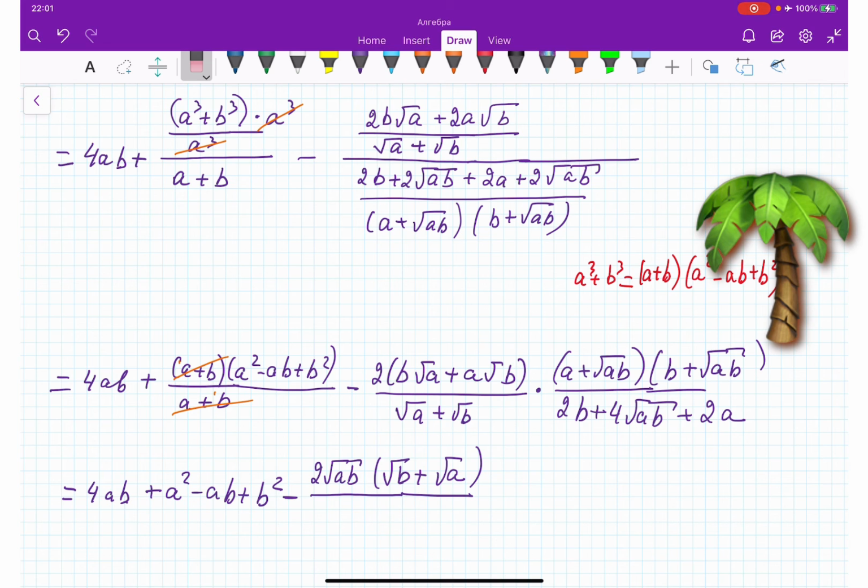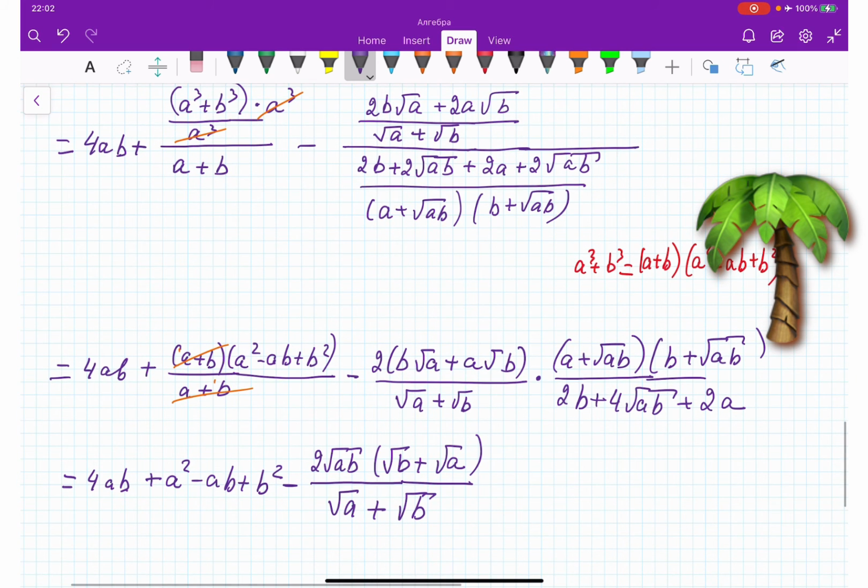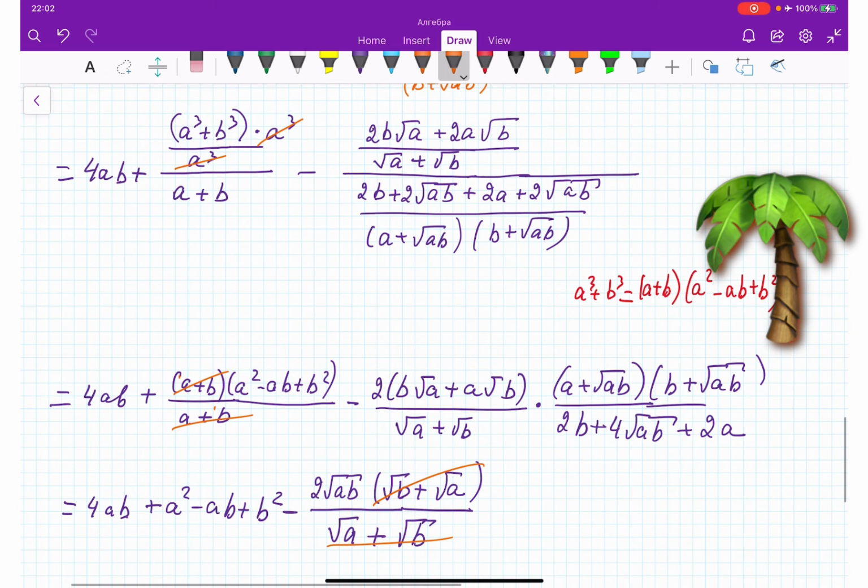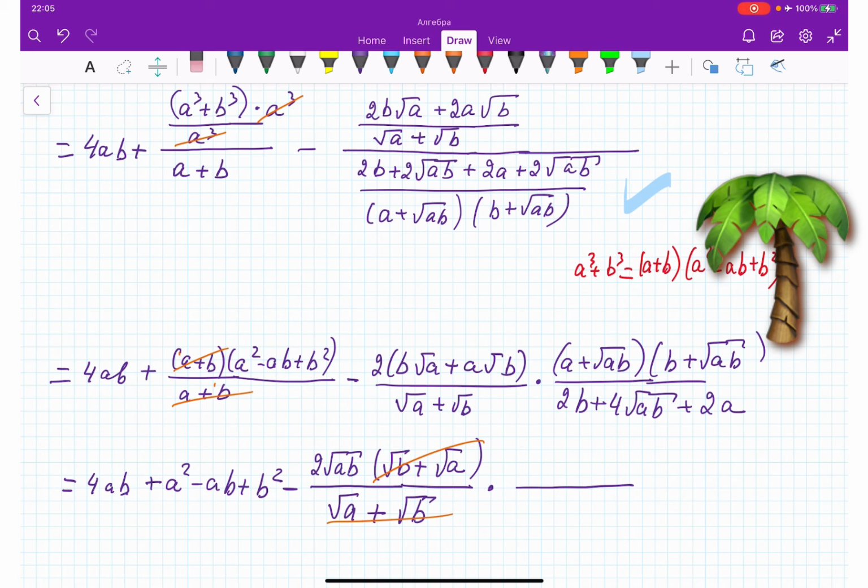And in the denominator I am getting square root a plus square root b. Why did I do it? Because in the denominator and numerator I got the same expression, square root b plus square root a, which will cancel each other. Yes. Now let's do this fraction in the denominator. Since it's division, I'm going to flip the fraction. And let's multiply these two parentheses.